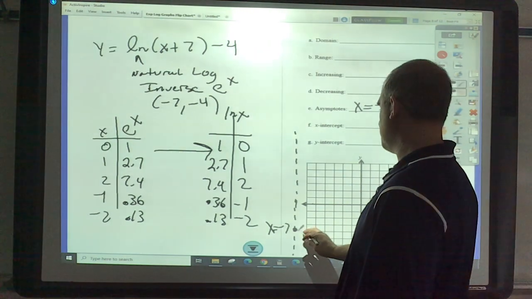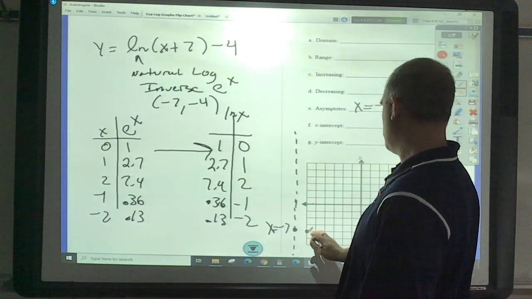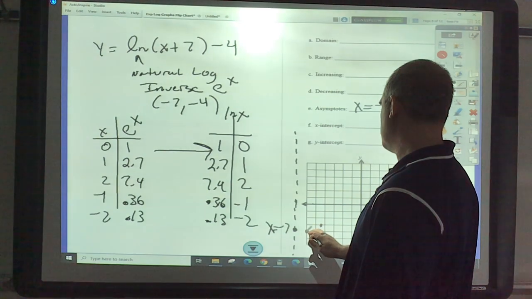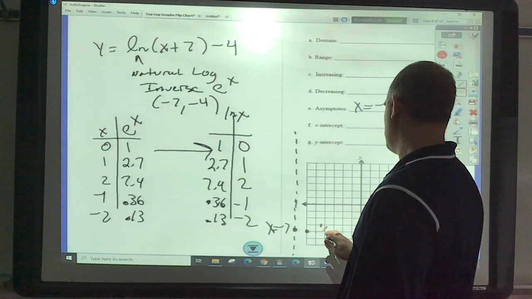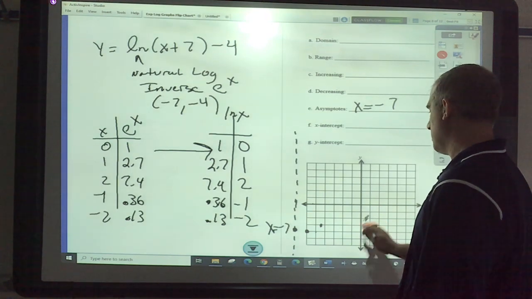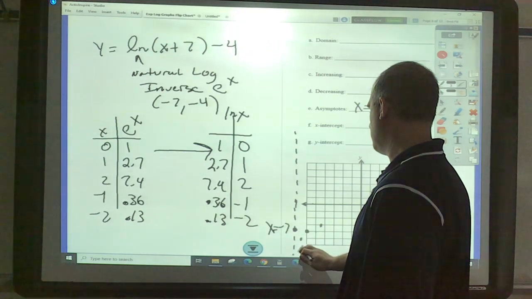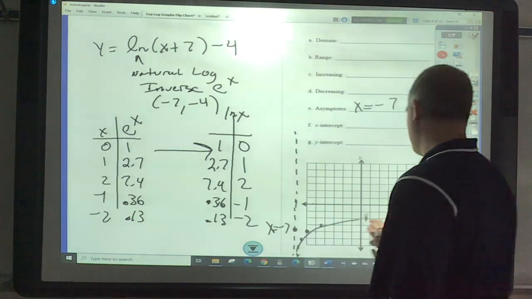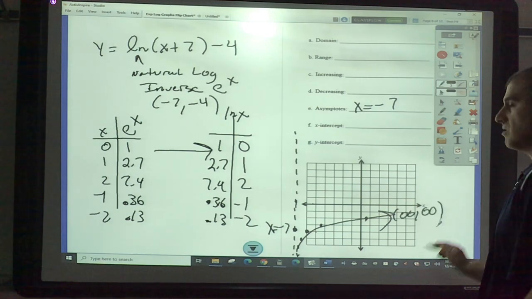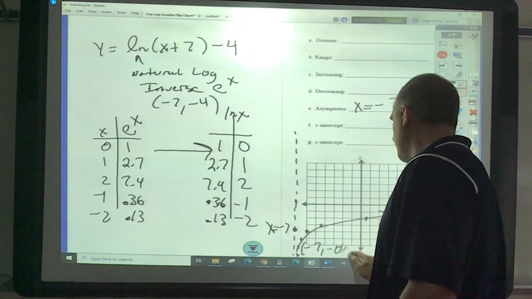All right, so this is 6. So 1 over 0 up. 2.7 over 1 up. 7.4. 1, 2, 3, 4, 5, 6, 7 and a little bit. There we go. Then 0.36 over, 1 down. Yep, and now this is what I have. All right, this would be infinity, infinity. Okay, this would be at -7, negative infinity.